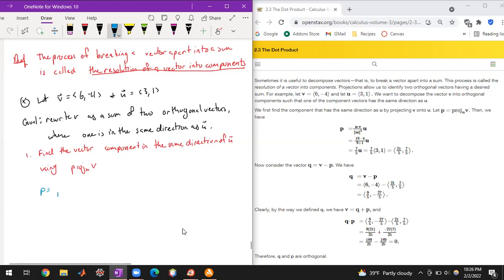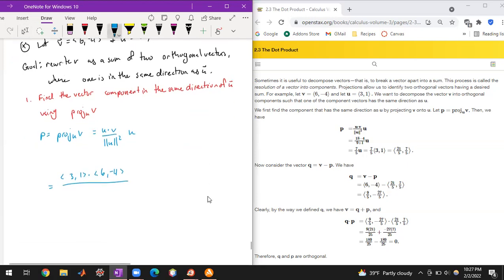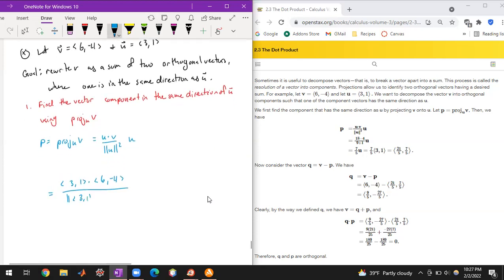So p is equal to the projection of v onto u, which we know is defined to be the dot product of u and v divided by the magnitude of u squared, times our vector u. So we're interested in the dot product of u and v divided by the magnitude of u squared, times our vector u, 3, 1.